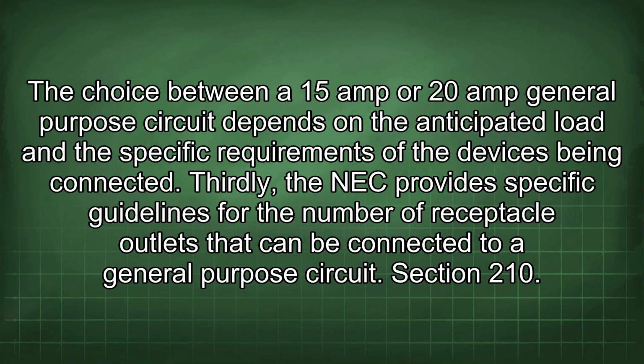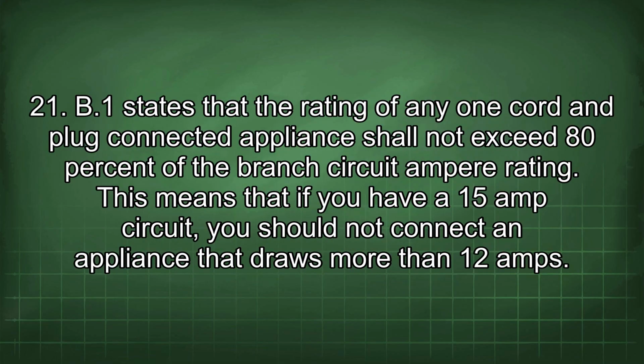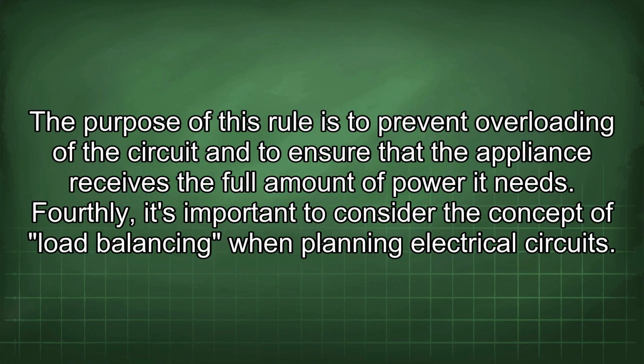Thirdly, the NEC provides specific guidelines for the number of receptacle outlets that can be connected to a general purpose circuit. Section 210.21(B)(1) states that the rating of any one cord and plug connected appliance shall not exceed 80% of the branch circuit ampere rating. This means that if you have a 15 amp circuit, you should not connect an appliance that draws more than 12 amps. The purpose of this rule is to prevent overloading of the circuit and to ensure that the appliance receives the full amount of power it needs.